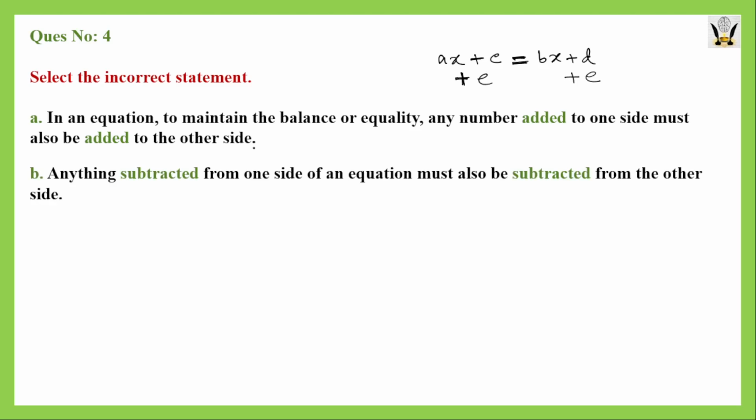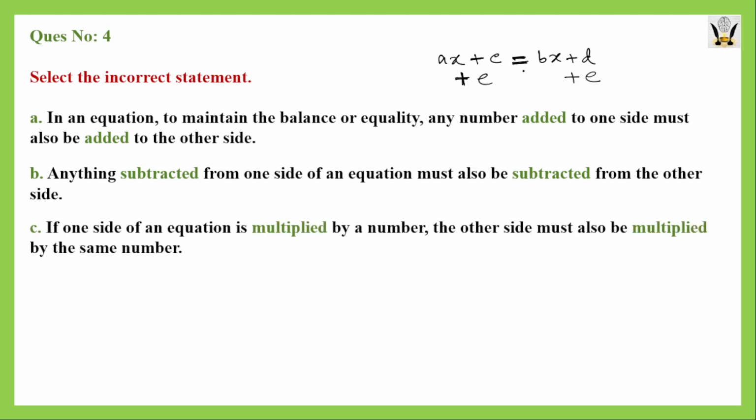Now the second one. Anything subtracted from one side of an equation must also be subtracted from the other side. This is the same as addition. So whatever we subtract from the left side must be subtracted from the right side also to maintain the equality, to maintain the balance. So this is also true.